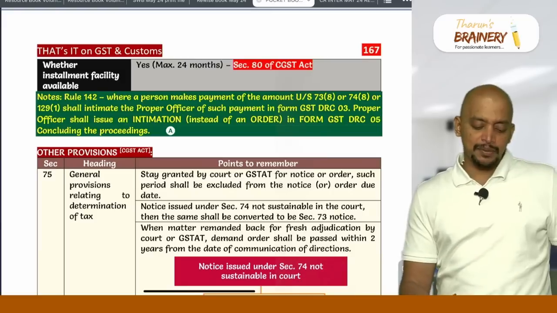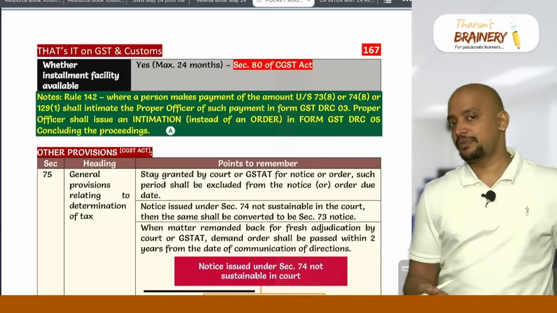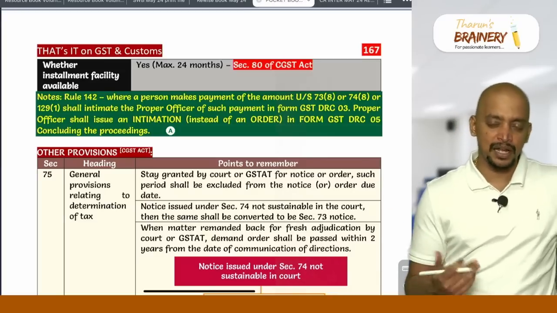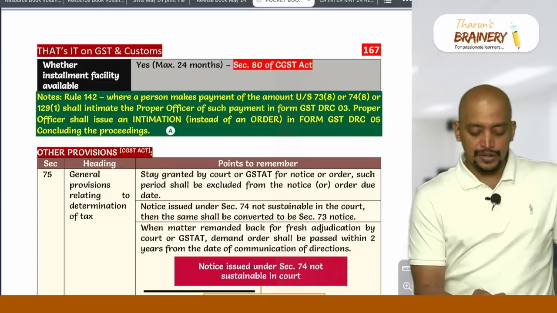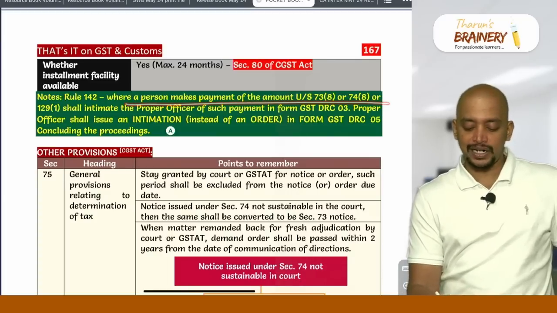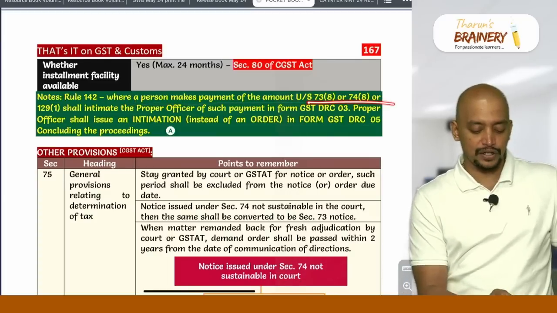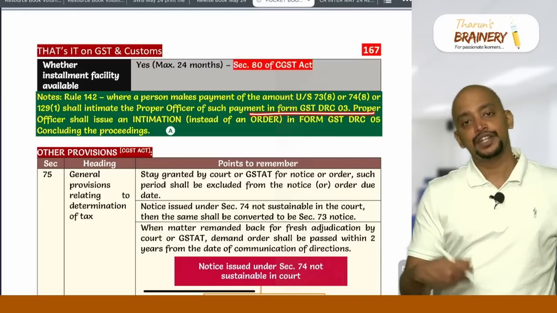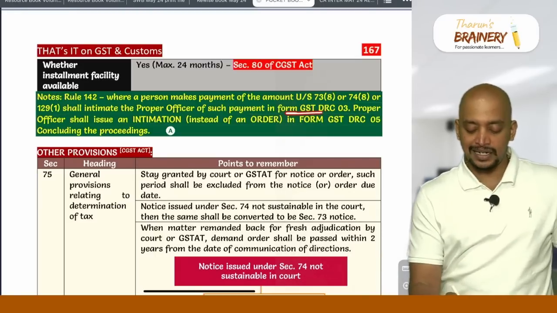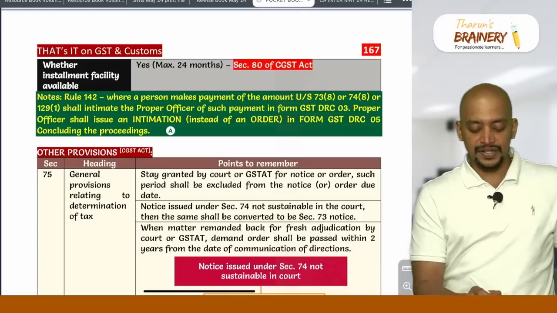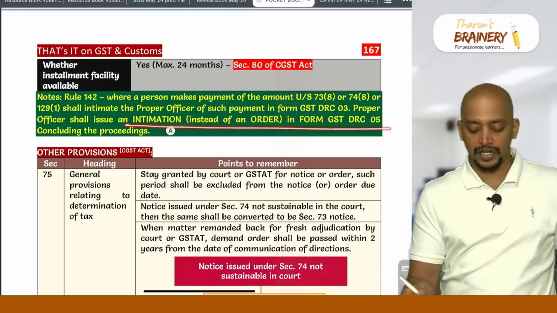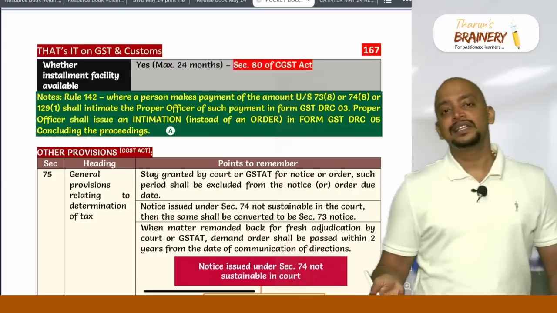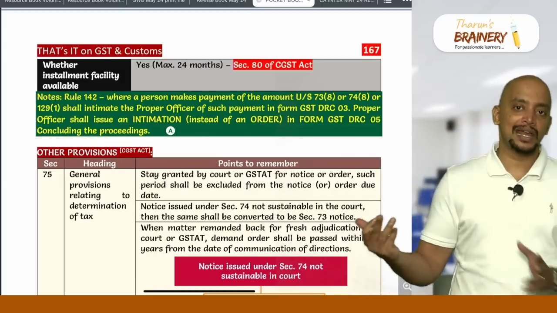Then there is one amendment here, that is whenever you make the payment before the order date or before the notice, as the case may be, you need to intimate them. So where a person makes payment of the amount under 73(8) or 74(8) or 129(1), he shall intimate the proper officer of such payment. So we need to intimate that we have made the payment under DRC 3. The proper officer shall issue intimation instead of order in DRC 5 concluding the proceeding. So this step we need to do, otherwise they will pass the order and recovery also may get attracted.